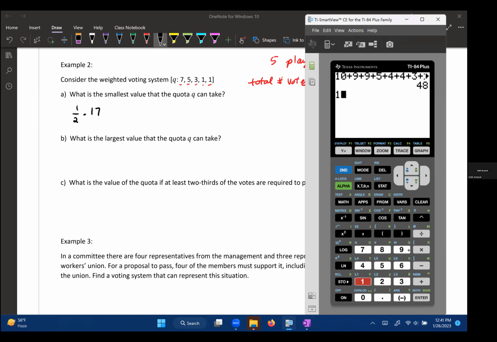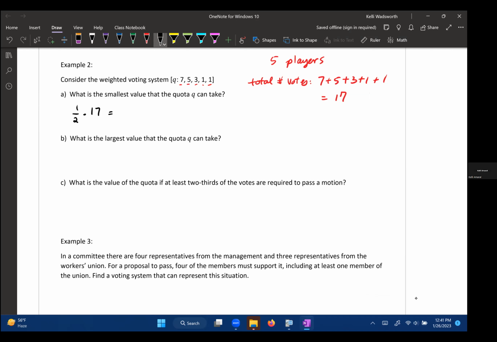So 1 divided by 2 times 17. Of course, you could have put 0.5 times 17 because 0.5 is a decimal. All right, so half of 17 is literally 8.5. Now, we are counting votes here, so nobody can offer half of a vote, right? And so we can't round down because 8 votes is less than half of 17. So we've got to round up, right?